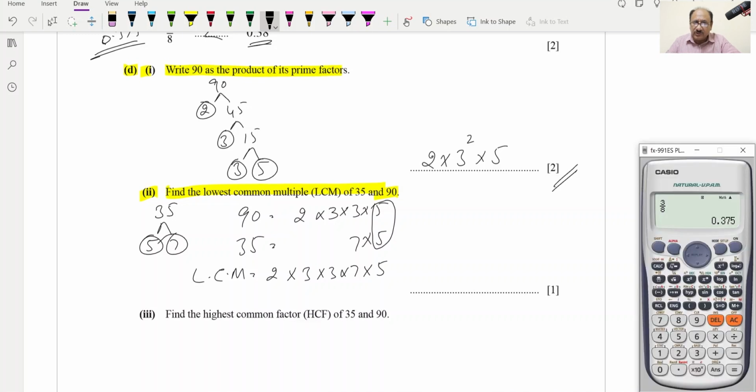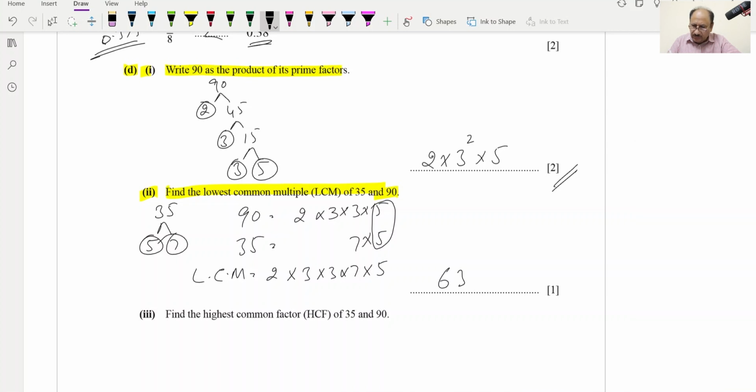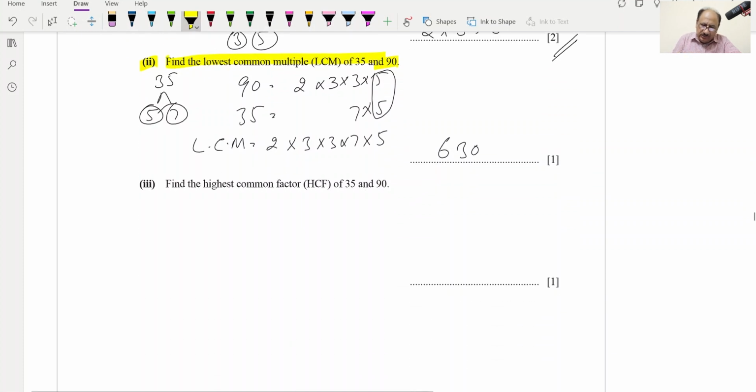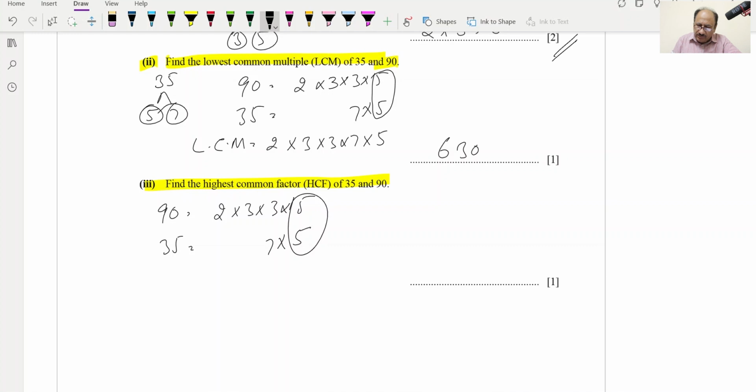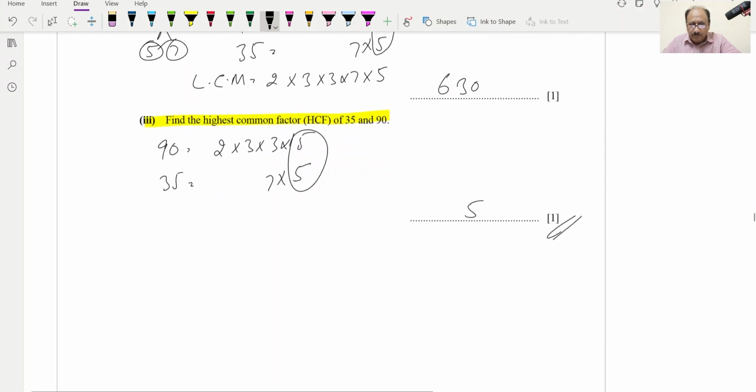We can check for this. And this will be the LCM: 2 multiplied by 3 multiplied by 3 multiplied by 7 multiplied by 5 is equal to 630. So we can write 630 as the LCM. Now find the HCF of 35 and 90. Prime factors, we already have 90 is having 2 into 3 into 3 into 5, whereas 35 is having 5 and 7. And we can take the common one only for HCF, that will be 5. So this is the one mark part which we are done.